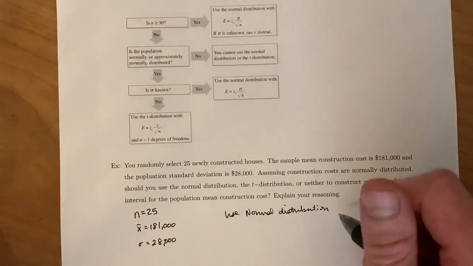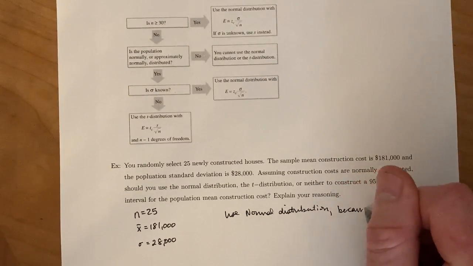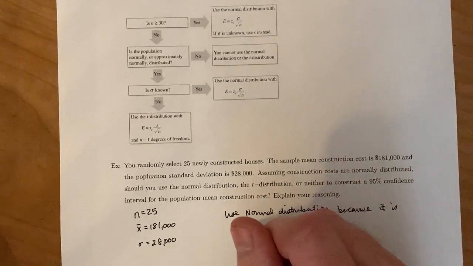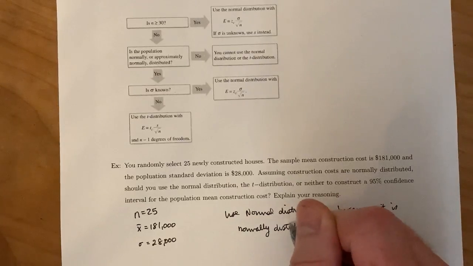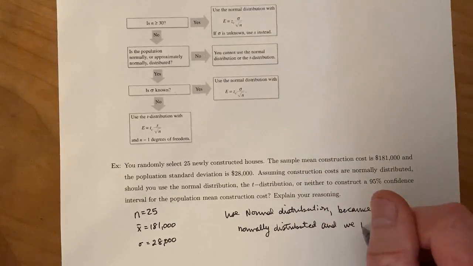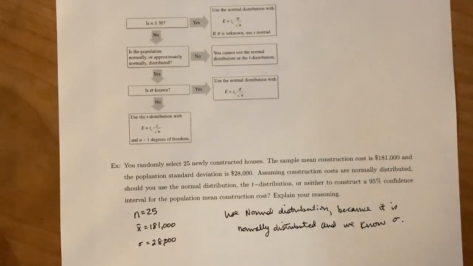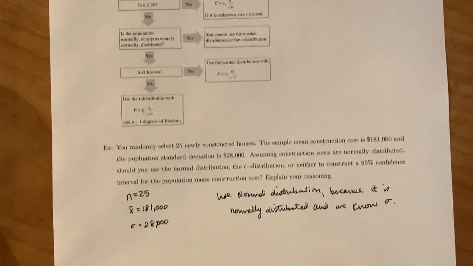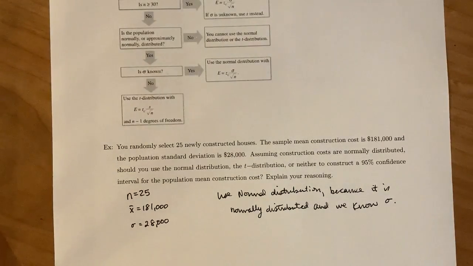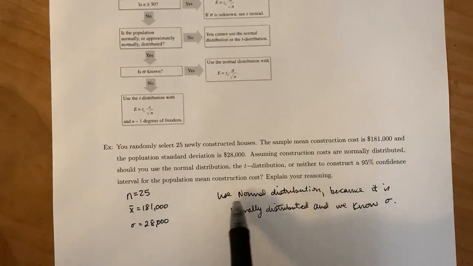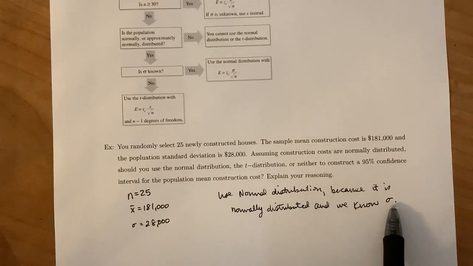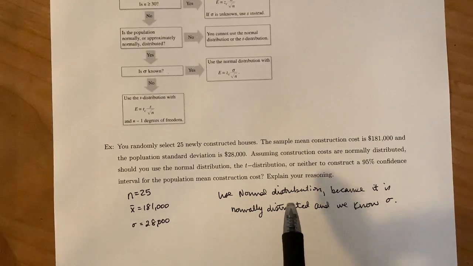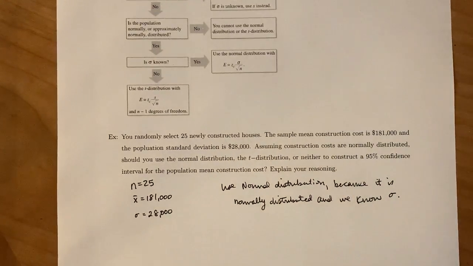And the reason why we can do that is essentially because it is normally distributed, and we know sigma. That would be the justification enough on a test to show that you really know when you can use certain things. It needs to be normally distributed, and because it's normally distributed, we also know the population standard deviation, and so we're able to use the normal distribution, the z stuff from 6.1 instead of the t stuff from this section.